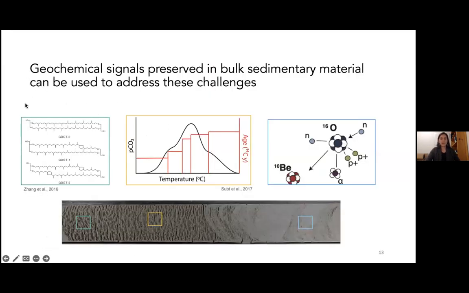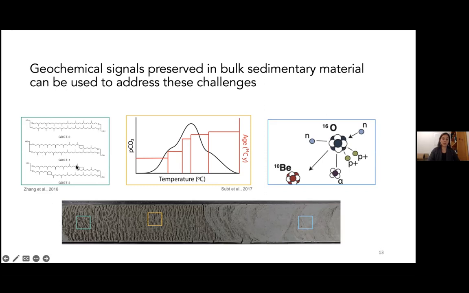And so the geochemical signals preserved in the bulk sedimentary material can be used to address these challenges. And there have been, I guess maybe not now, they wouldn't be considered novel now, but these methods that have been developed over the last couple decades to try and maneuver around these challenges presented on the Antarctic margin.